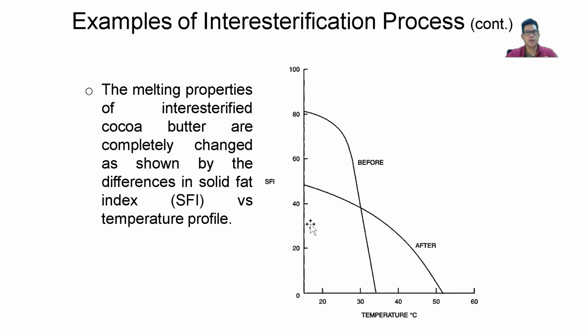Usually, in order for fats to be observed as a solid, you need at least about 15% solid fat. Anything below 15% will be liquid.